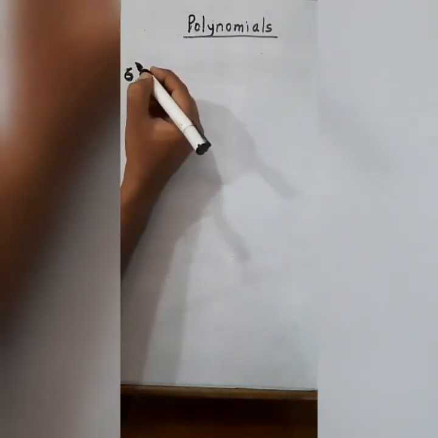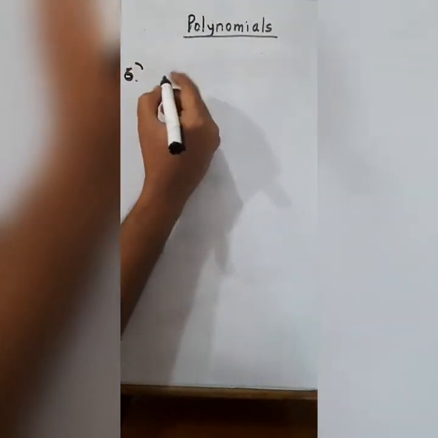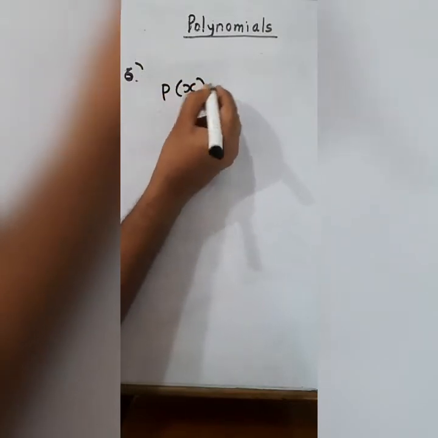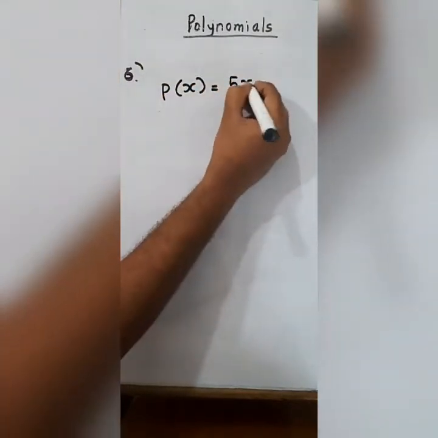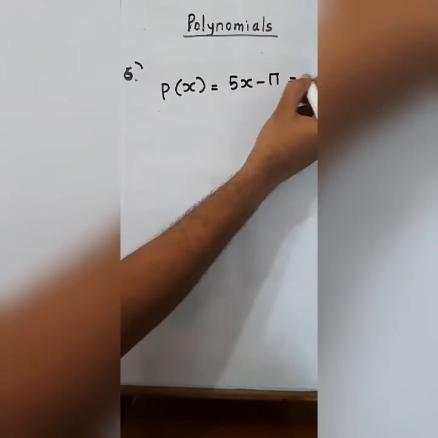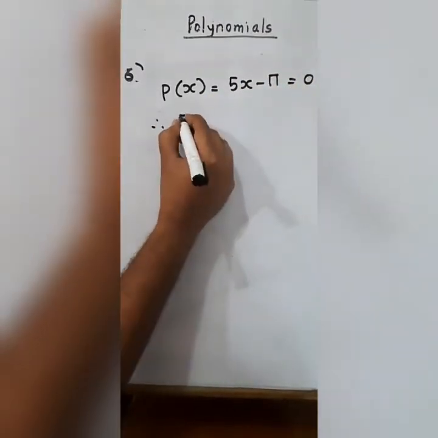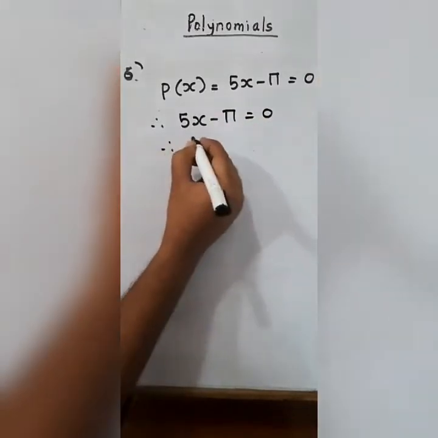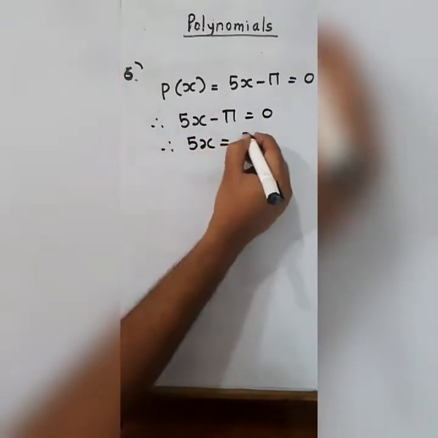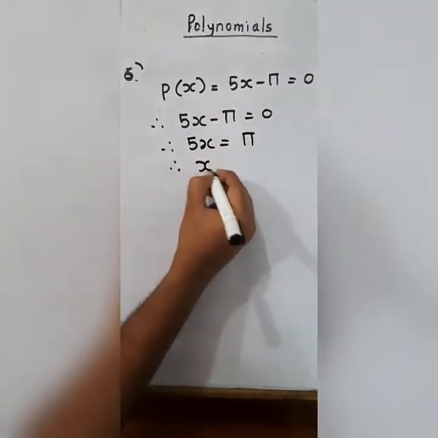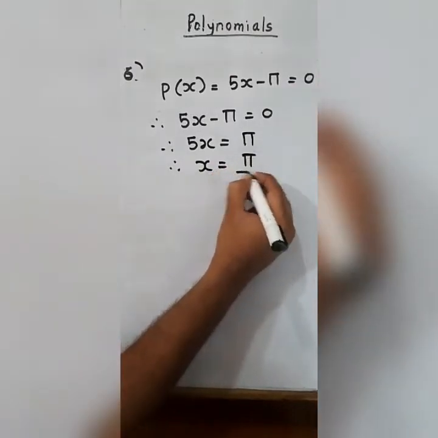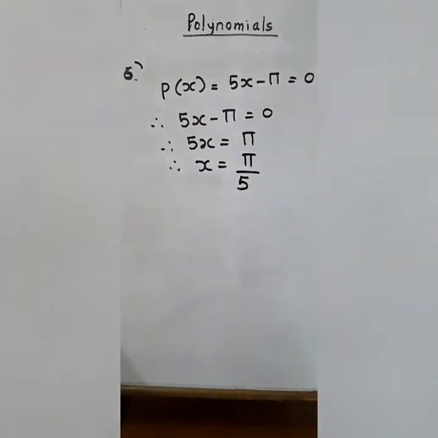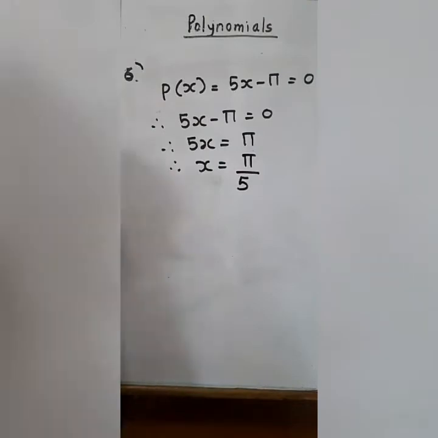Sixth. Which one of the following is the zero of the polynomial p of x equal to 5x minus pi? We equate this to 0. So therefore 5x minus pi is equal to 0. Therefore 5x is equal to pi. Therefore x is equal to pi divided by 5. Option B.